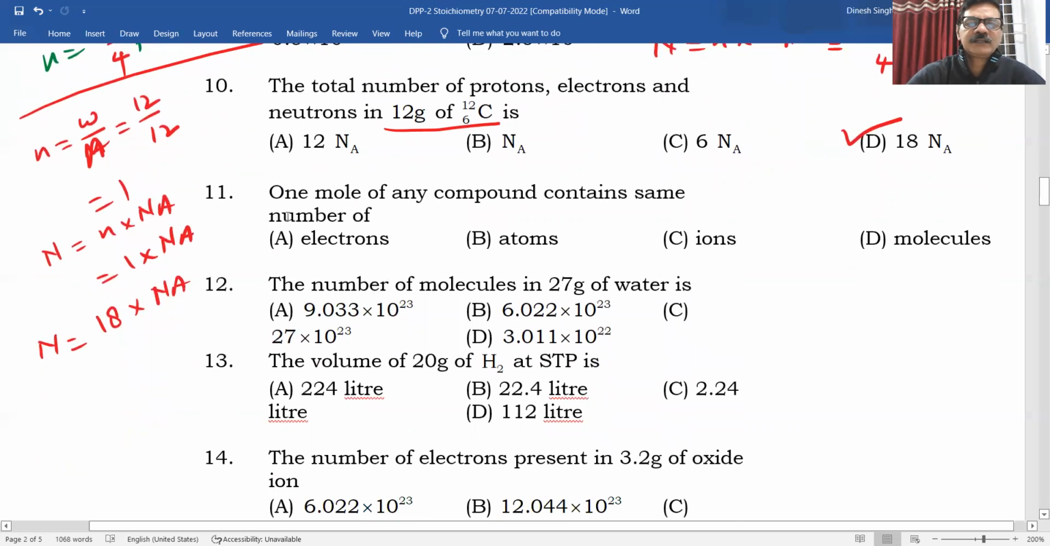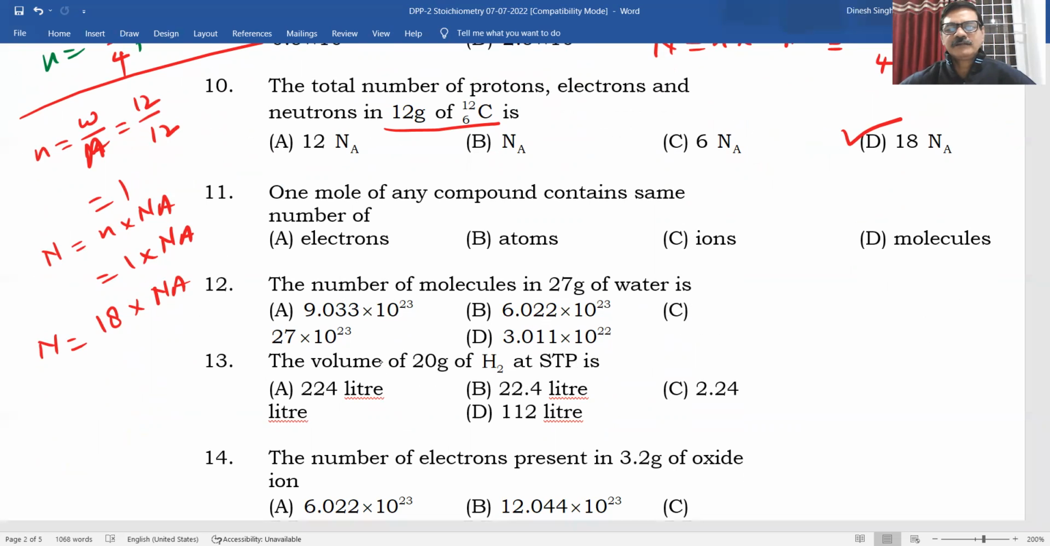After that, we have the number of molecules present in 27 gram, the same type of problems. Now you people can solve all these problems. This is the volume of 20 gram of H2 gas. So the number of moles we can calculate here. N will be equal to how much? 20 by molecular weight 2, 10 moles are present.